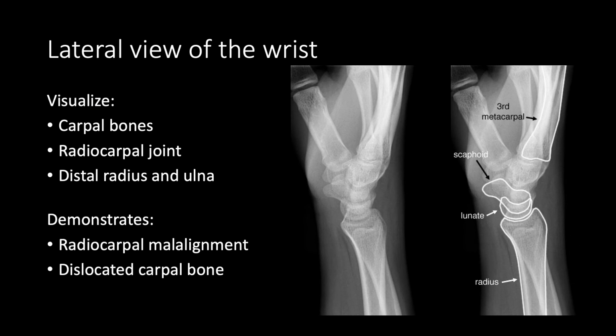Then you have a lateral view, really looking for any type of radiocarpal malalignment here. In this space here, you should see that this all sits down in this nice little groove. You've got a nice convex on concave relationship here. So if you do see a dislocation of possibly the lunate, you may look for instability of the wrist in those cases.